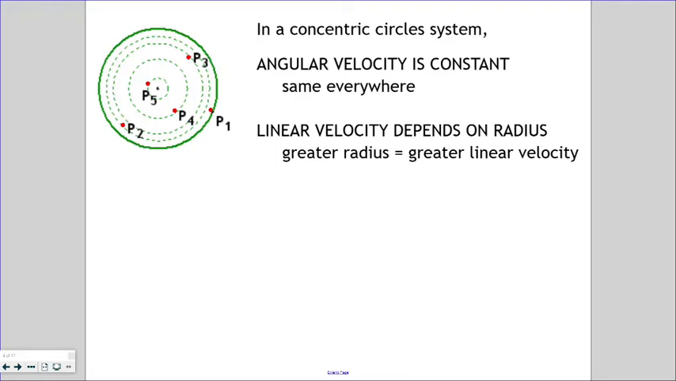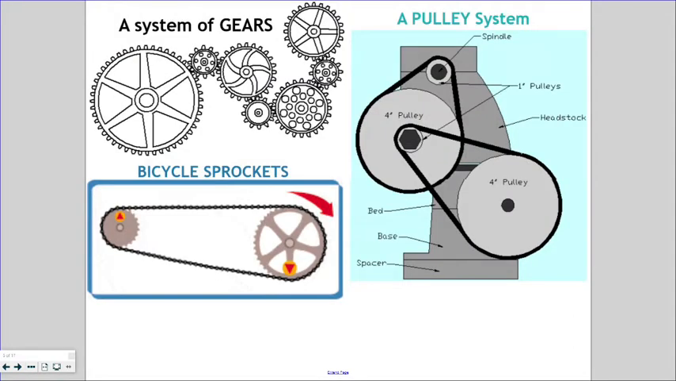And then I told you guys on Tuesday that these rules would change depending on the system. So today we're going to look at a different system. Tuesday, we talked about concentric circle systems. Those were circles that had the same center. Today, we're going to look at something else. We're going to look at pulley and gear systems. So this is what those look like, right? Gears with the teeth that move each other, or gears that are attached to belts or chains or pulleys, things like that. So that's the system we're going to focus on today.